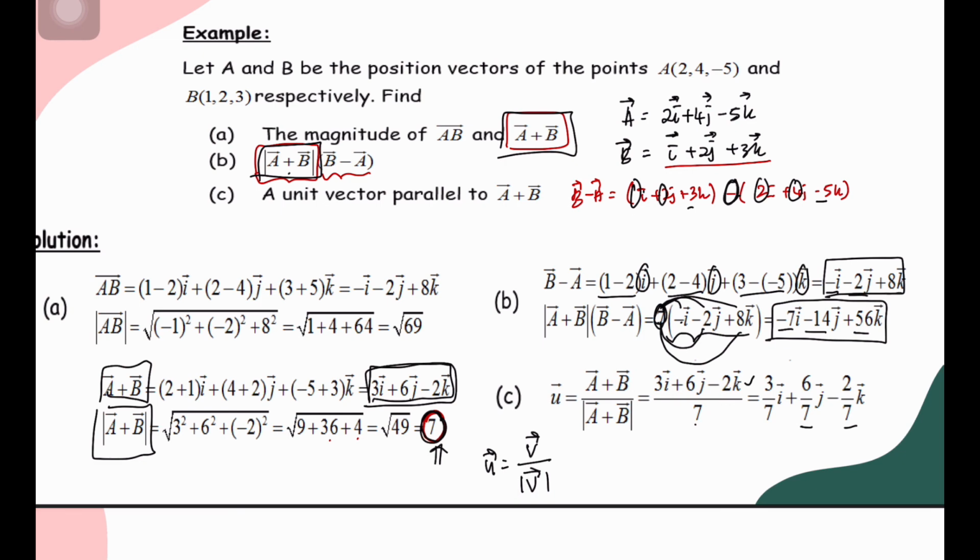Unit vector adalah vektor itu sendiri bahagi dengan dia punya magnitude. So dua-dua ni kita dah cari tadi. So kita just gunakan maklumat ni. Okay, so ini adalah untuk vektor yang melibatkan 3 dimensional, where 3 dimensional melibatkan point X, Y dan Z.